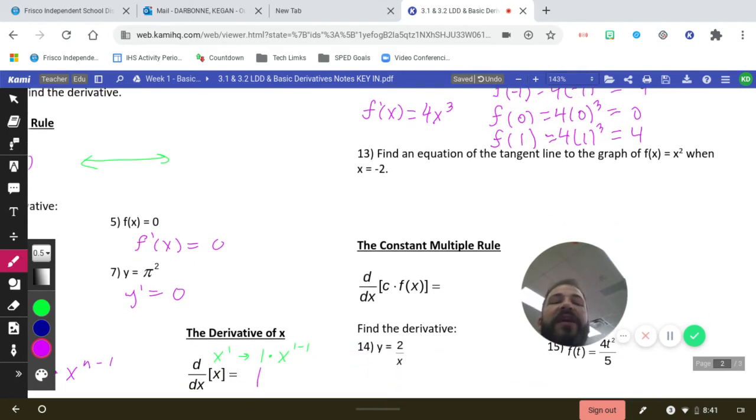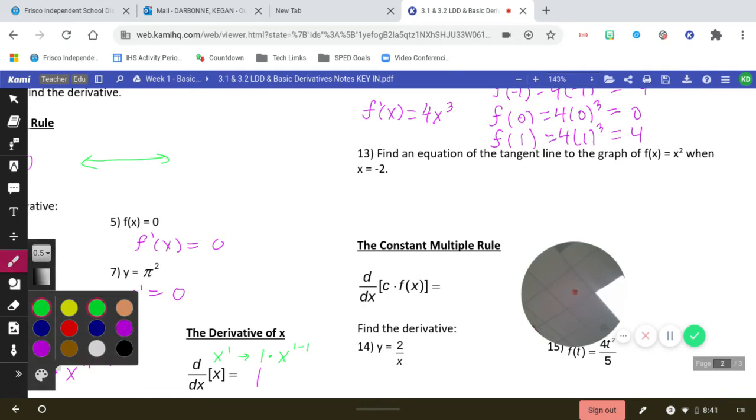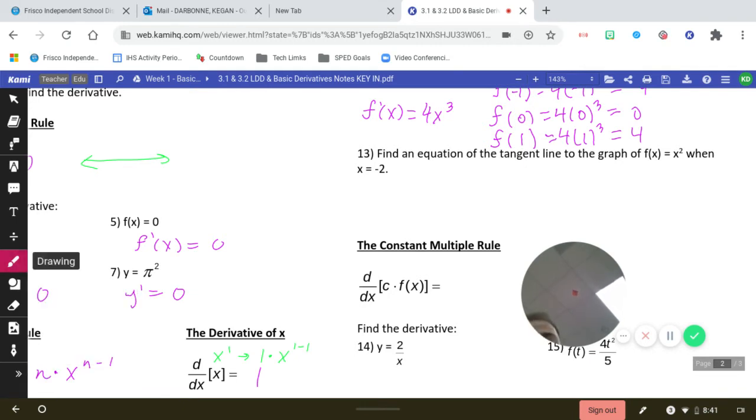So 13, we want to find the equation of the tangent line to f of x equals x squared when x is equal to negative 2. As a reminder from our notes, we're going to use that point slope equation. So y minus y1 is equal to m times x minus x1. So I need m, I need my slope, and I need x1 and y1. I need my x value and my y value.